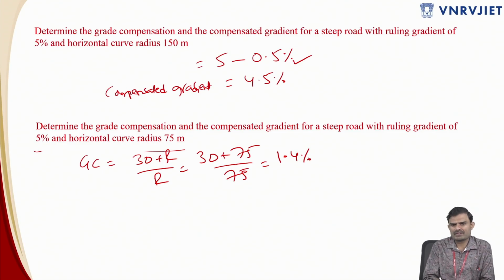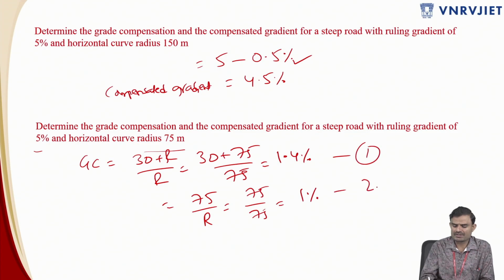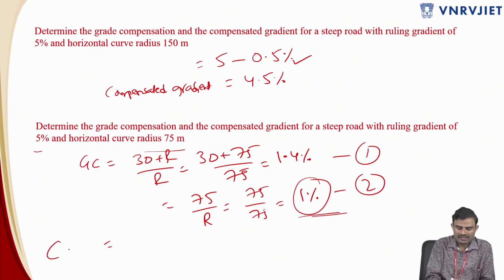So the grade compensation by the first formula, (30 + R)/R, is 1.4%, and the other formula, which is the maximum, should be 75/R. So 75/R is 75/75, which is nothing but 1%. Again, whichever is minimum, so this is case 1 and this is case 2. We have to provide the minimum value, so I'm going to provide only 1% as grade compensation. Therefore, compensated gradient CG is equal to gradient 5% minus grade compensation 1%, so that is 4%.